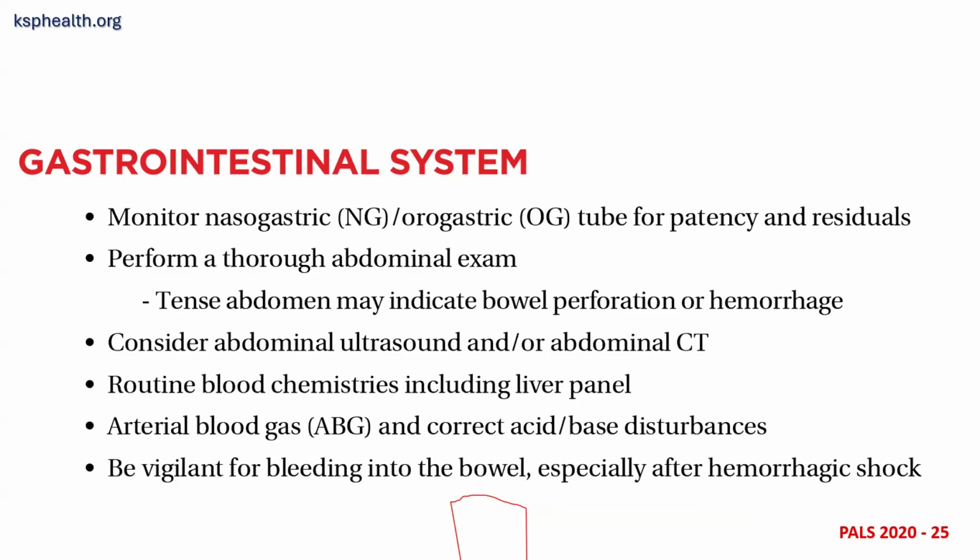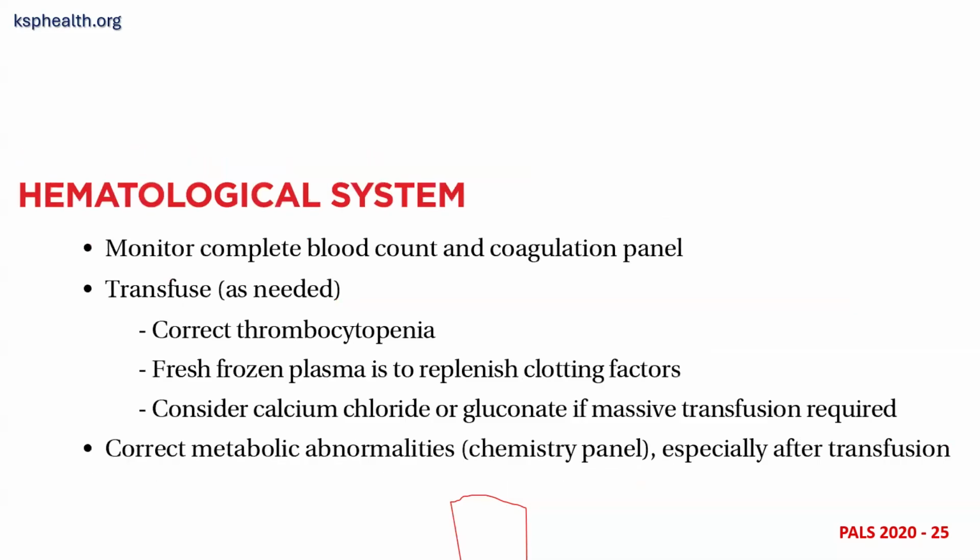GI: nasogastric and orogastric tube for patency and residuals. Perform abdominal examination. Consider ultrasound or CT as appropriate. Routine blood chemistry, blood gases, and be vigilant for bleeding into the bowel, especially after hemorrhagic shock.